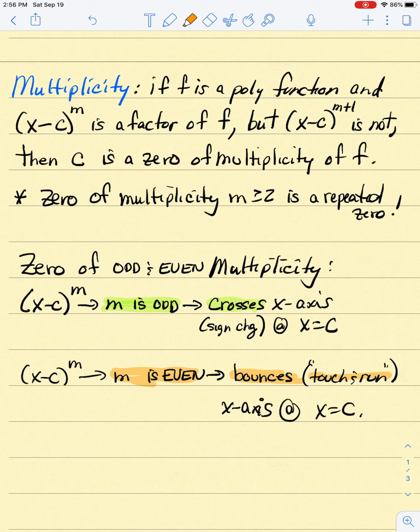I read one worksheet one day. It said it goes up, gives the x-axis a kiss, and runs the other way. It's like, well, I don't know that we really want to say that, but okay, that's what it does.